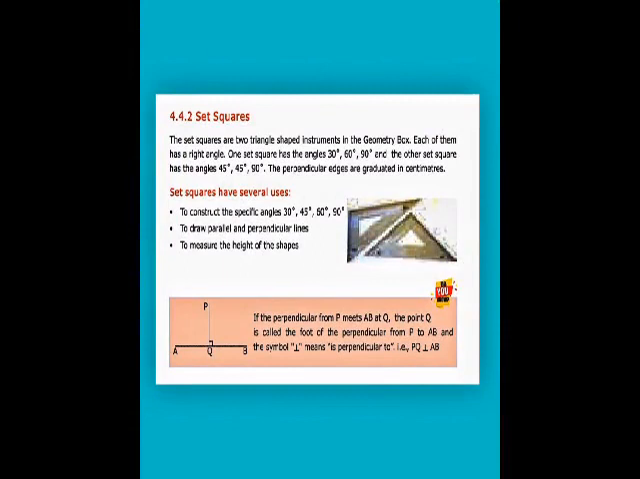One set square has the angles of 30 degree, 60 degree, 90 degree, and the other set square has the angles of 45 degree and 90 degree. The perpendicular edges are graduated in centimeters.